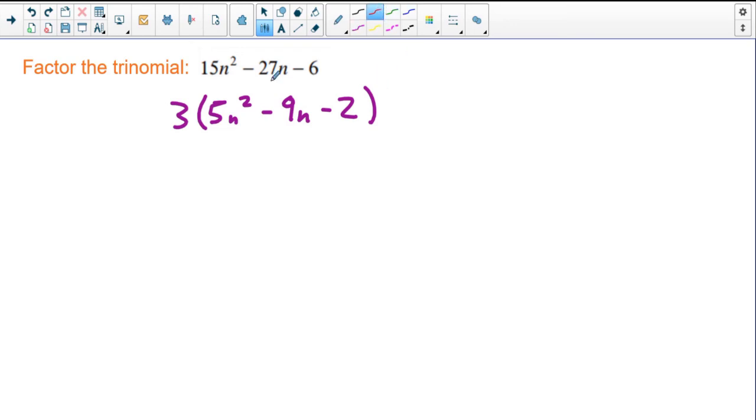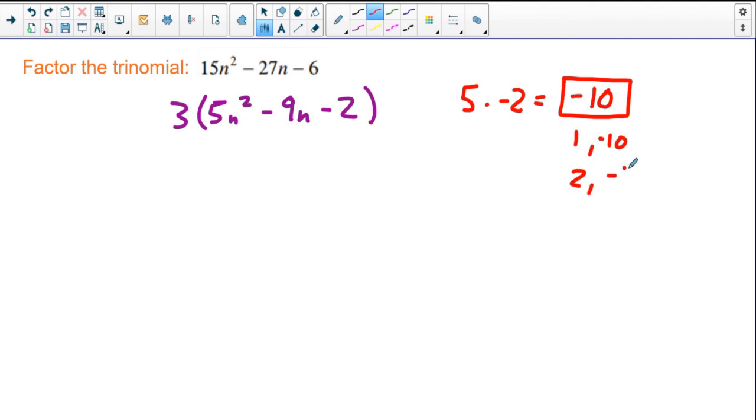So from here, our first step after getting out of that GCF, looking at the outside numbers, the 5, the -2, that's what we're going to multiply together. So 5 times -2, it's going to equal -10. All right, and we're looking for factors of -10. They're going to add up to this middle number, to that -9. So we could do 1 times -10, or we could do -1 times 10. We could also do 2 times -5.